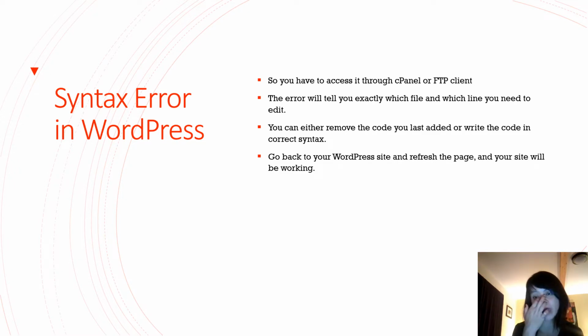So go through cPanel or use the FTP client to download that file, change it, and then upload it again, or just go through cPanel or FTP client to delete that file completely if you can do without it. The error message, like I said, usually tells you which file and which line you need to edit. So you can either remove the code you last edited or write the code in the correct syntax. Then go back to your WordPress site, refresh the site, and your site will be working.